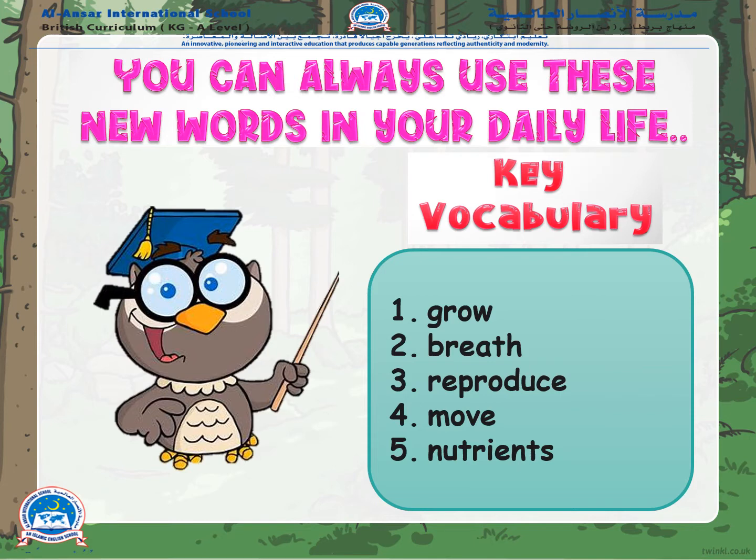Here are your keywords. Number 1 we have grow, number 2 breathe, number 3 reproduce, number 4 move, number 5 nutrients. All of these are things that living things do.